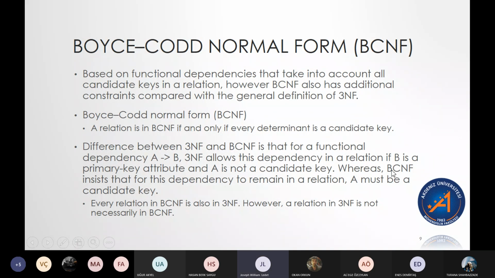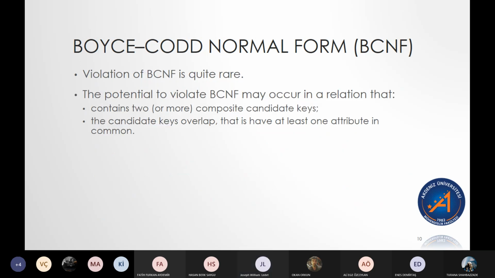Boyce-Codd requires that if this dependency is going to remain, if we're not going to make another relation out of this, then A must be at the very least a candidate key. It doesn't have to be a primary key, but it must be a candidate key. Okay. So like I said, it's quite rare.